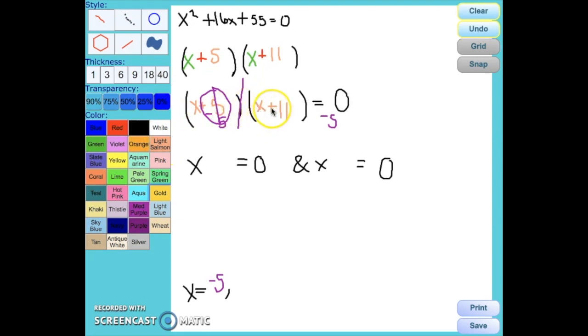We're going to do the same exact thing over here. We want to get rid of this 11 so that x equals something definite. So we subtract 11, and x equals negative 11. All we're doing is replacing the 0 with these two equations. So the 0 is gone, and our second answer is negative 11. Therefore, x equals negative 5 and negative 11.